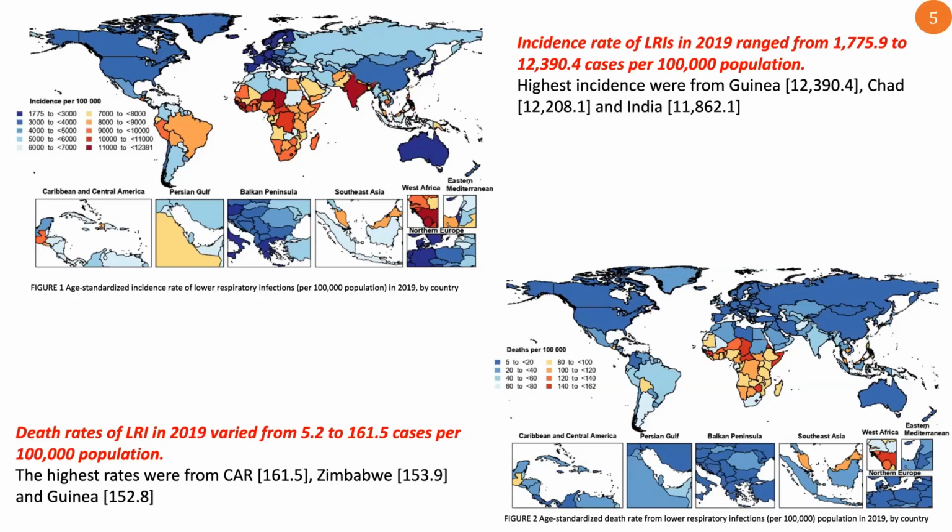And when we look at the incidence of death, we can find that Africa has the highest incidence of death associated with lower respiratory tract infection. The highest rates are from Central African Republic, Zimbabwe, and Guinea. All these three countries are located in Sub-Saharan Africa. Next, please.